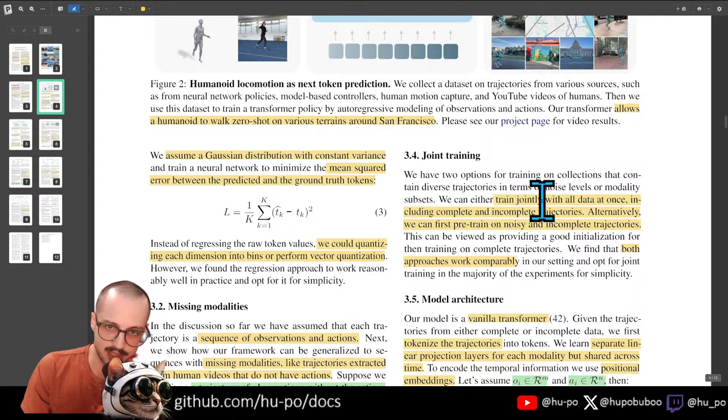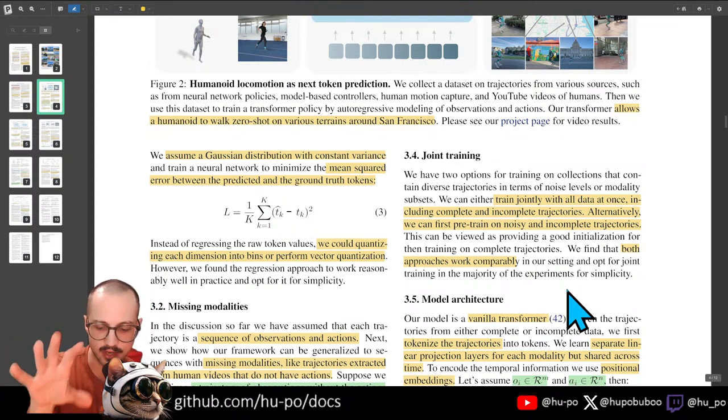They train jointly with all the data at once, including complete and incomplete trajectories. Alternatively, we can first pre-train on noisy and incomplete trajectories, but both approaches work comparably, which is kind of interesting. They tried a little bit of a curriculum approach here where they were like, okay, what if we train on the trajectories that do have actions and then maybe train on everything and then fine-tune only on the ones that have actions, which you're seeing more and more, right?